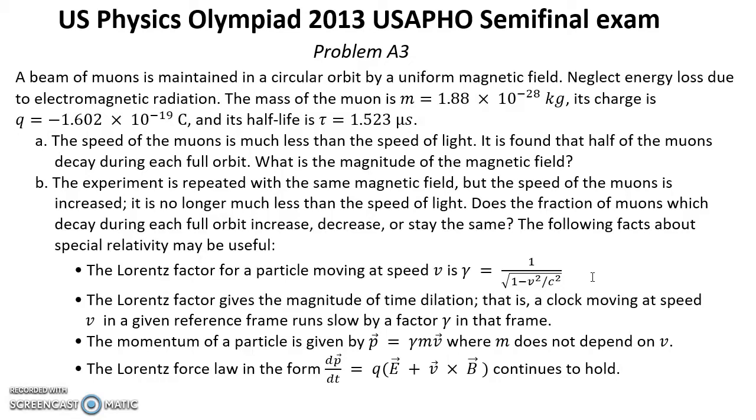The momentum of a particle is given by p as a vector equal gamma m v as a vector, where m does not depend on v. The Lorentz force law in the form dp over dt as a vector equal q multiplied by the electric field E plus the cross product of v and the magnetic field B continues to hold.